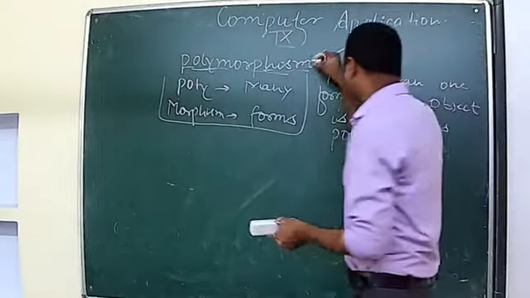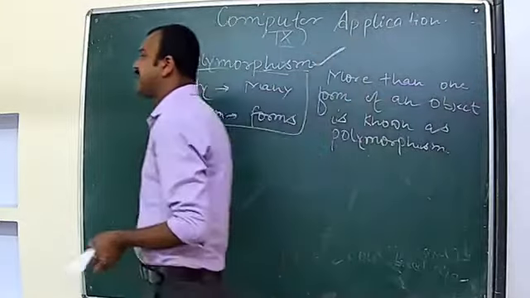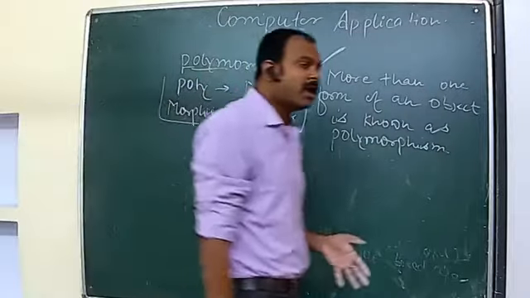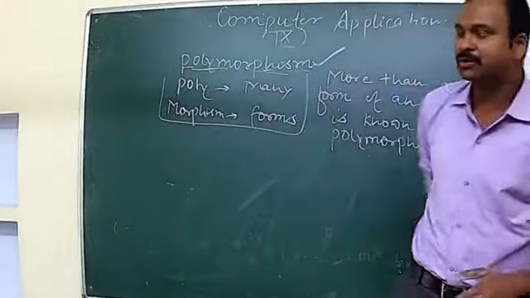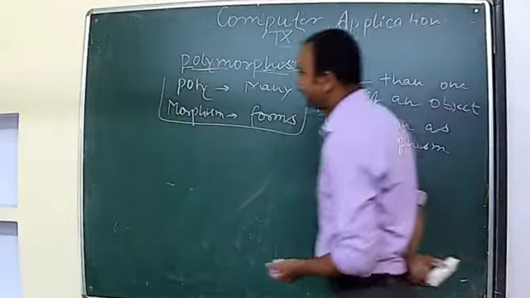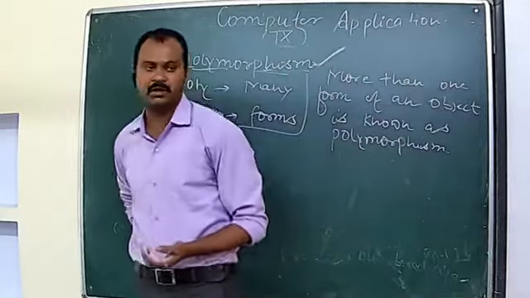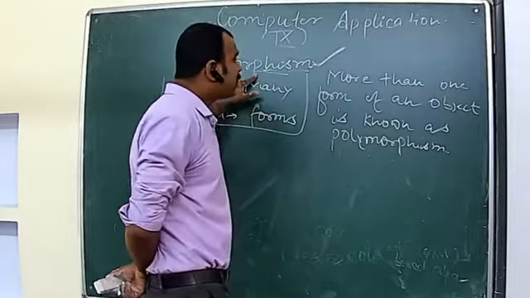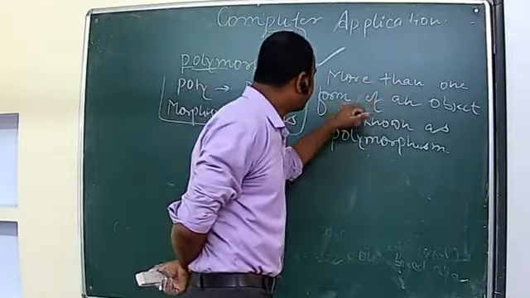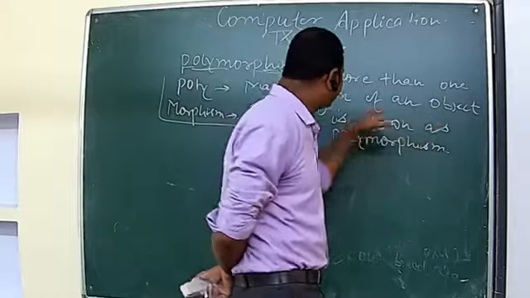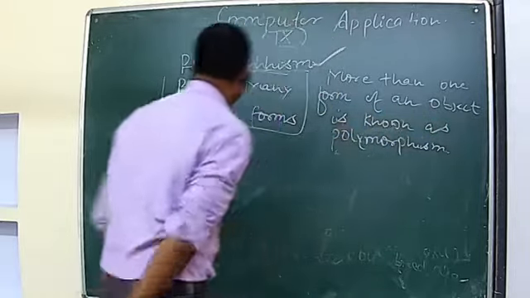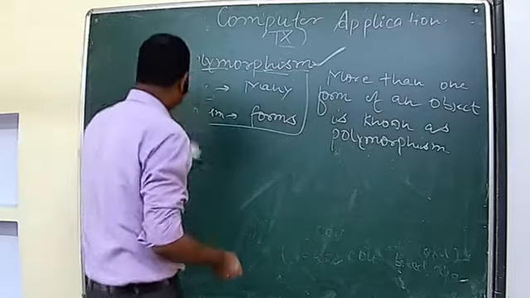If we have a method like eat, eating can be performed by a dog, by a cat, by an elephant, giraffe, and all. Clear? So polymorphism, more than one form of an object, is known as polymorphism. Clear? Now the last one is inheritance.